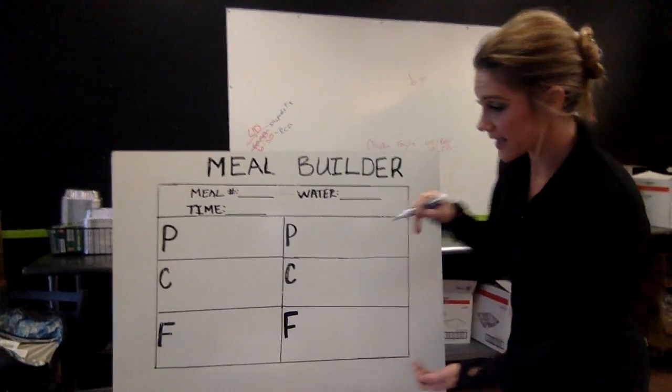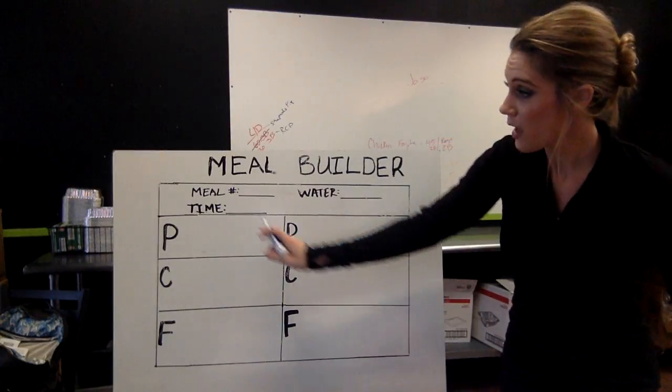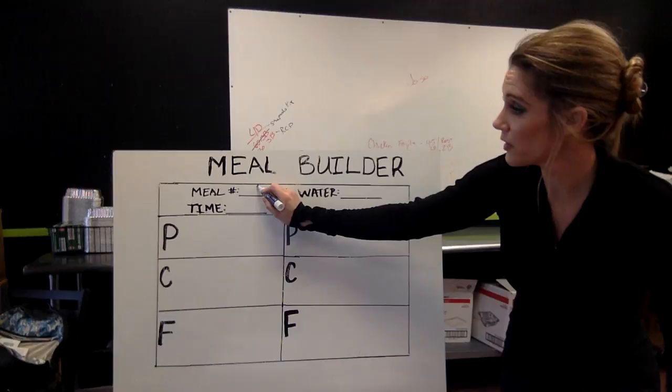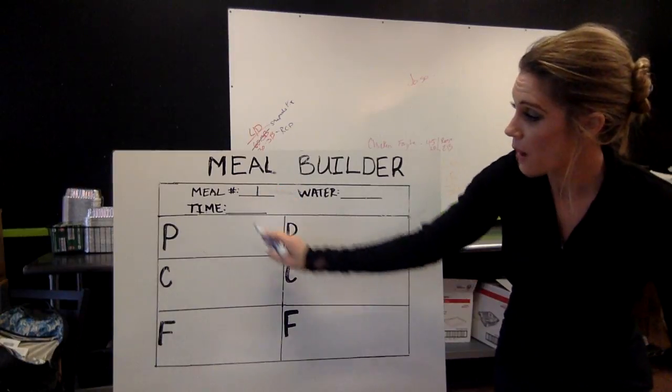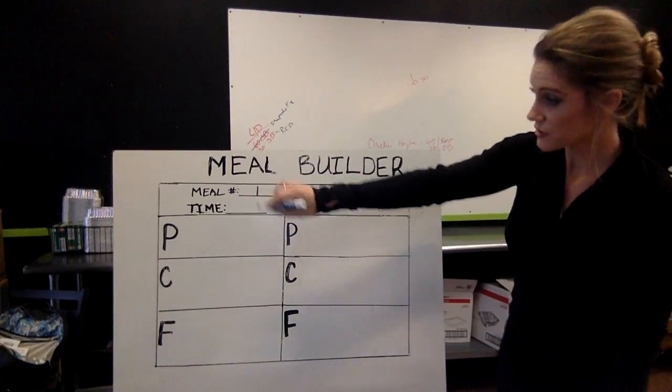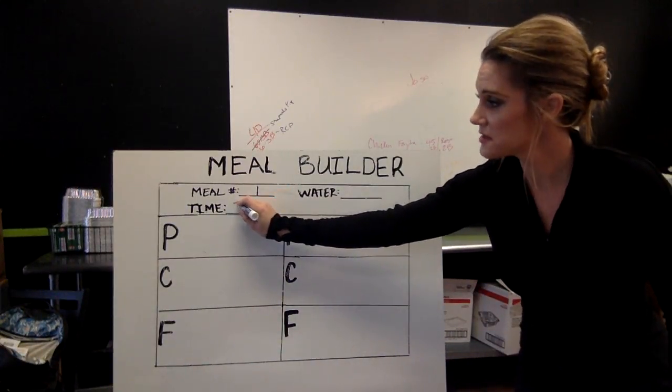So this is a single meal right here, all right? We have our meal number, which we're going to put, let's just say it's breakfast. We're going to put meal number 1. We're going to put the time that we eat. Typically, we want to eat every 3 hours. So we'll go ahead and put 7 a.m.